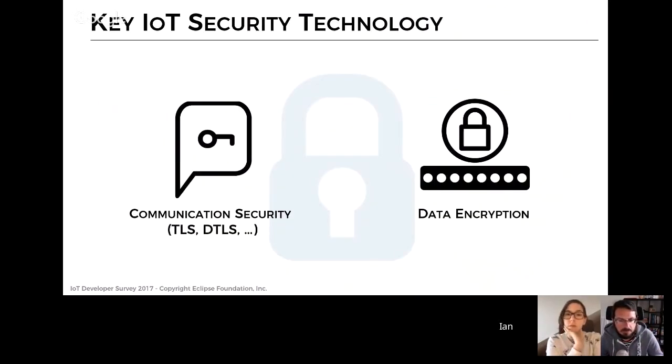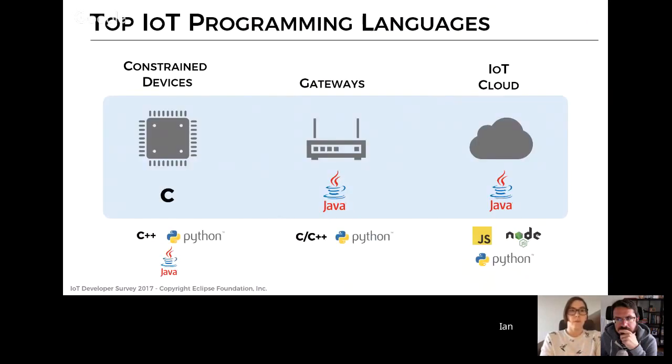New this year, we actually asked what security technology people are using. I think we've got some interesting results there about what people aren't doing, which is concerning, but certainly things like communication security like TLS, DTLS, and data encryption are high up there.